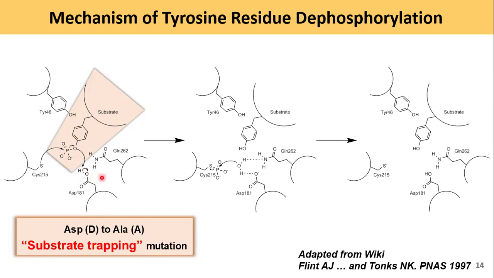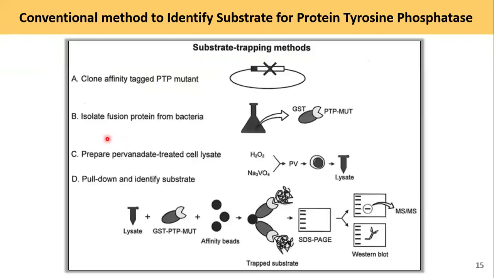Based on these findings, Nick proposed that if we mutate this aspartic acid to alanine, which makes the release of the proton more difficult and also shortens the side chain, it will keep the phosphate group attached to the cysteine and make the substrate stickier to the mutant enzyme. This strategy is called substrate trapping, and it creates a time window for biochemists to fish out the substrate.